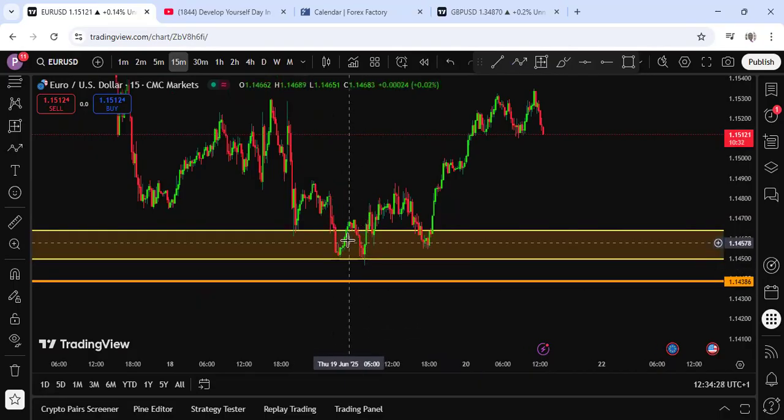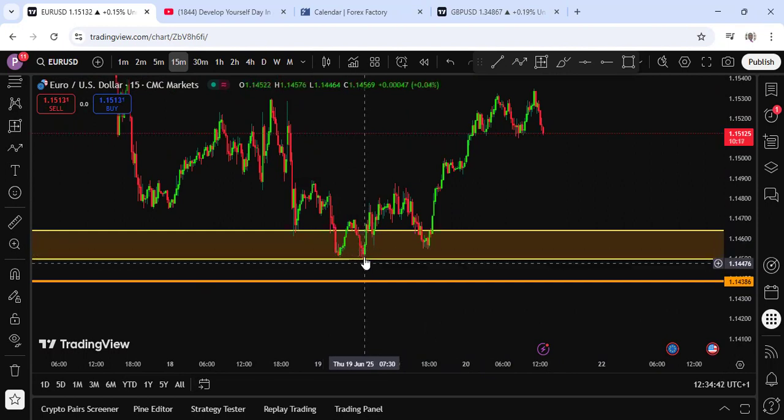When you see something like this happening on a key level, this is Euro USD. We saw this in GBP USD. Now we are seeing it on Euro USD as well. You see this kind of pattern. If you see something like this on a key level, then you want to take advantage of this kind of pattern and then buy. Put your stop loss below.